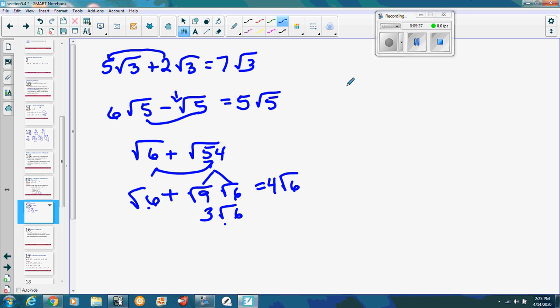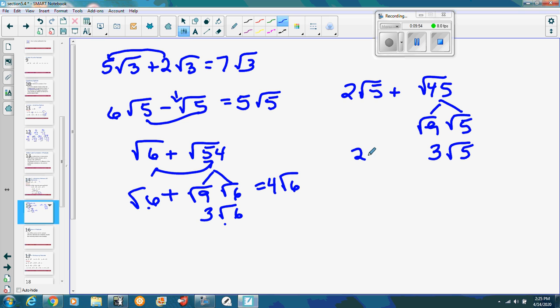Okay, so let me do another one. How about I had 2 radical 5 plus radical 45. Okay, so this one's simplest. I can't do anything with that one. But this one could become radical 9, radical 5, which is 3 radical 5. So now I'm adding the 2 radical 5 to it. So my answer is 5 radical 5.